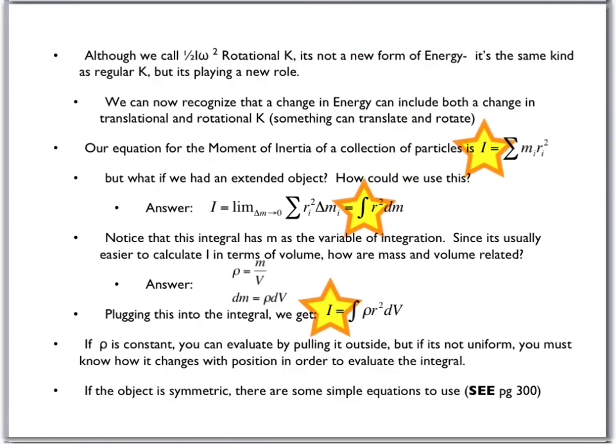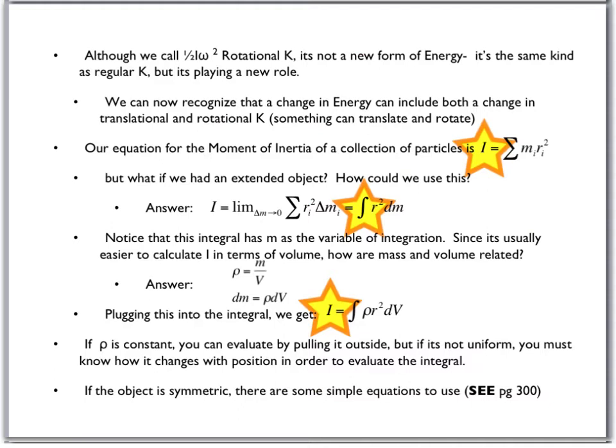So although we call this 1/2 I omega squared rotational kinetic energy, it's not a new form of energy. It's still that same old kinetic energy. It's mass moving, but it's just sort of playing a new role in this case, where the mass, rather than translating here, it's a rotational quantity.